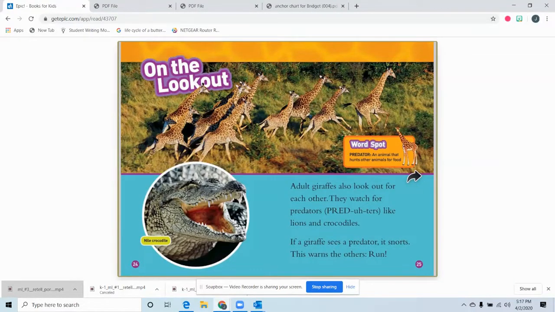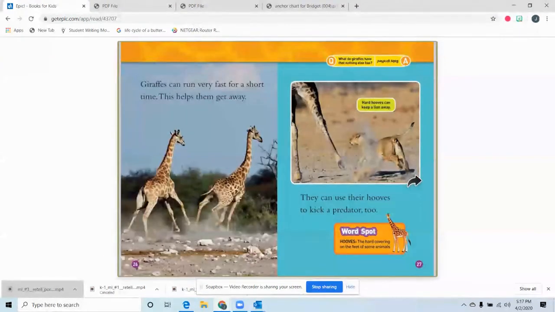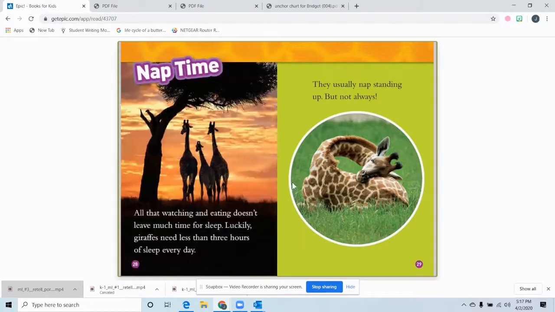So I'm going to read it to you. It says, adult giraffes also look out for each other. They watch for predators like lions and crocodiles. If a giraffe sees a predator, it snorts. This warns the others, run. Giraffes can run very fast for a short time. This helps them get away. Hard hooves can keep a lion away. They can use their hooves to kick a predator too. Hooves, the hard covering on the feet of some animals. That's the end of that section.